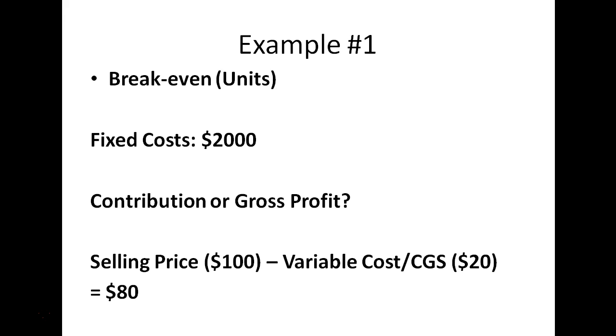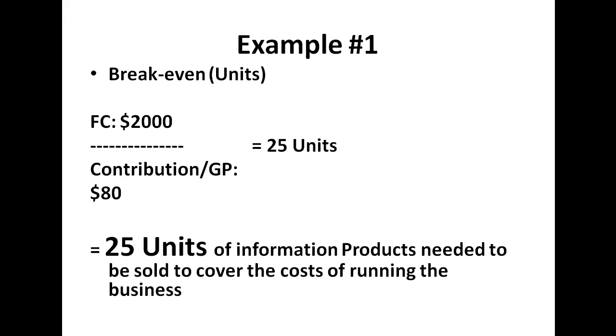Remember that variable cost, or cost of goods sold, is the cost that varies with output. So every single unit sold actually costs $20. We deduct the variable cost from the selling price and we have $80. So the contribution, or gross profit, we're going to use the word contribution from now on, the contribution is actually $80. So remember the formula: fixed cost divided by contribution will give us the break even in terms of units. The fixed cost is $2,000.